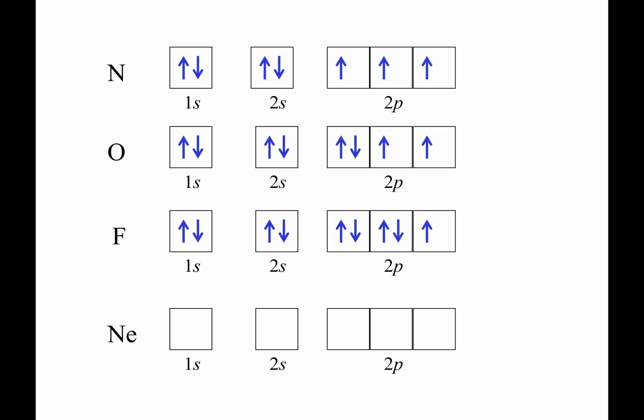Now neon, we're at the end of a row, end of a period, and it's a very exciting time. So some of you guys remember neon, argon, krypton, xenon, radon, and helium, they're rare gases. They have a rare gas configuration. They have a rare gas electron configuration. So here we go. It gets really exciting.